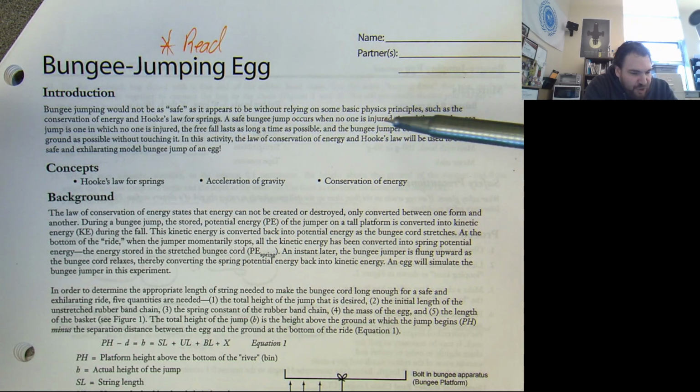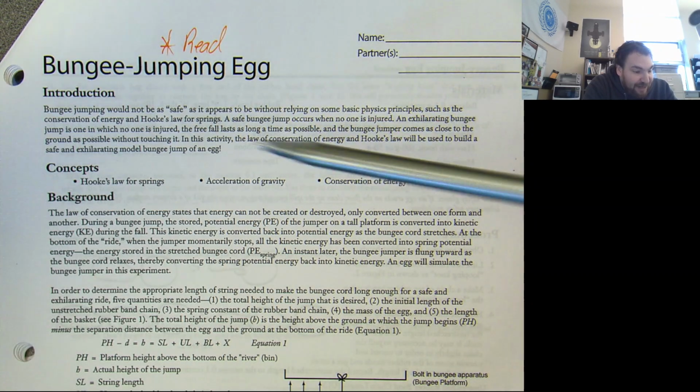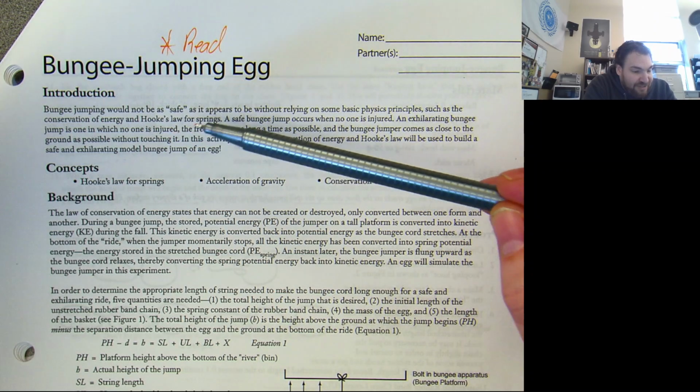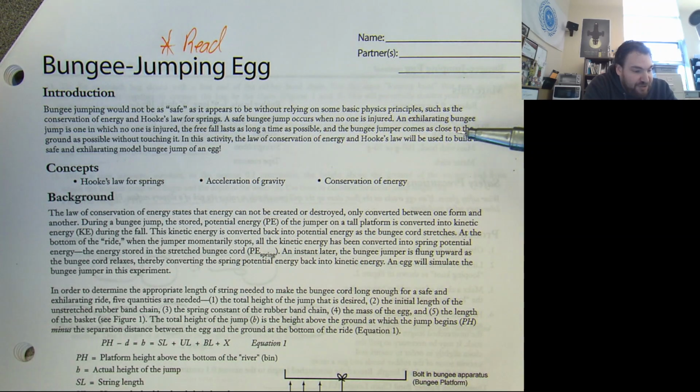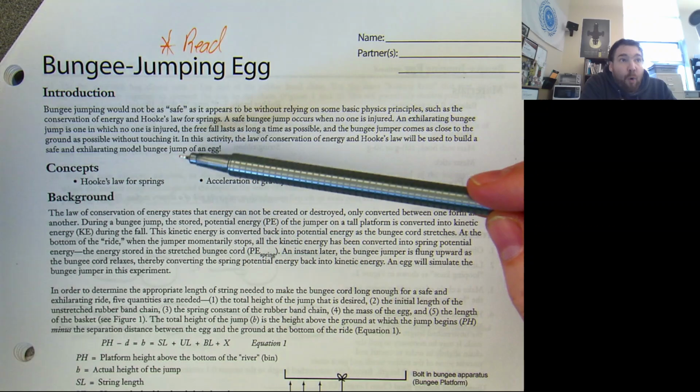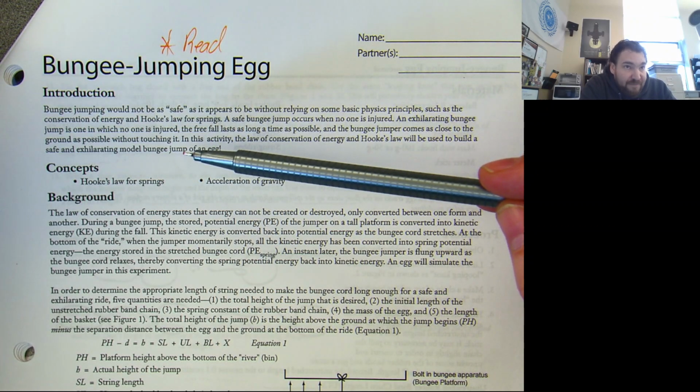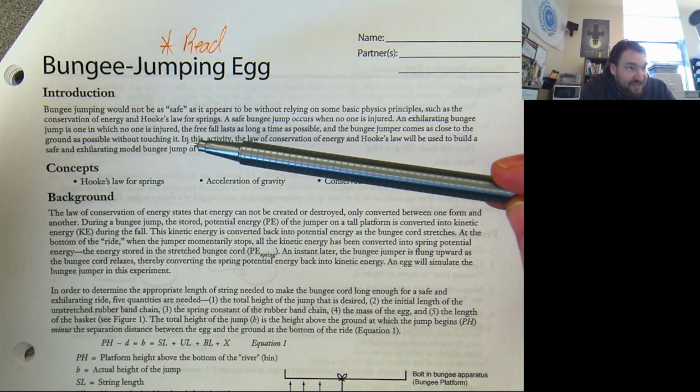A safe bungee jump occurs when no one is injured. An exhilarating bungee jump is one in which no one is injured, the free fall lasts as long as possible, and the bungee jumper comes as close to the ground as possible without touching it. Or, in the case of doing it over a river, the person actually hits the river without hitting the bottom of the river. Maximum exhilaration.